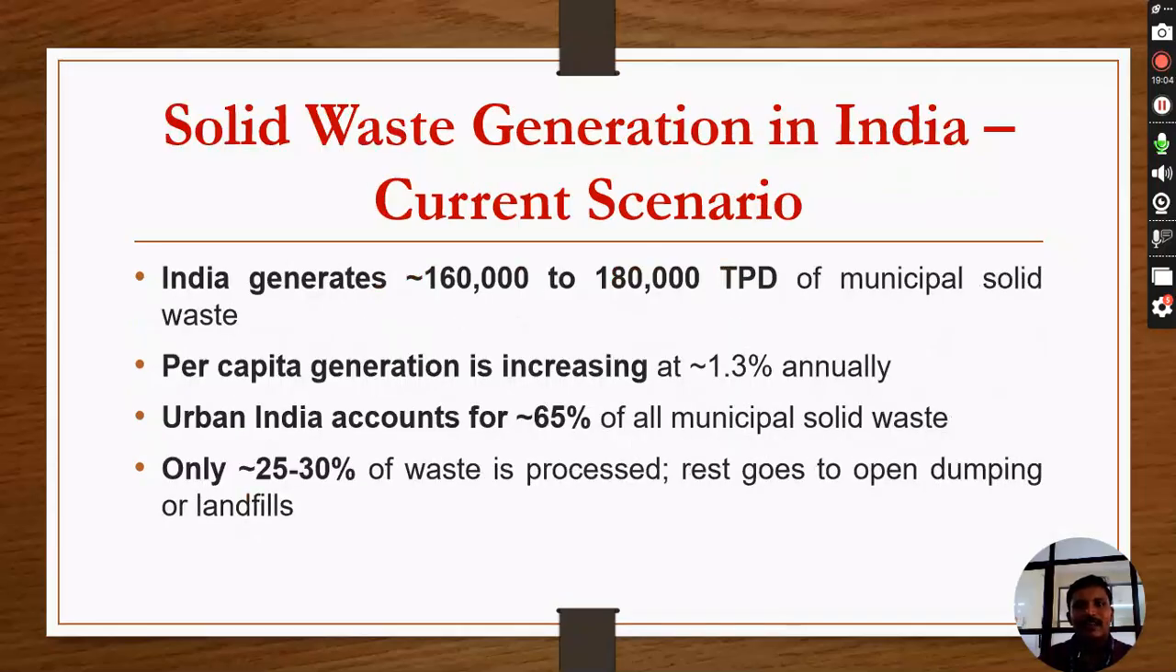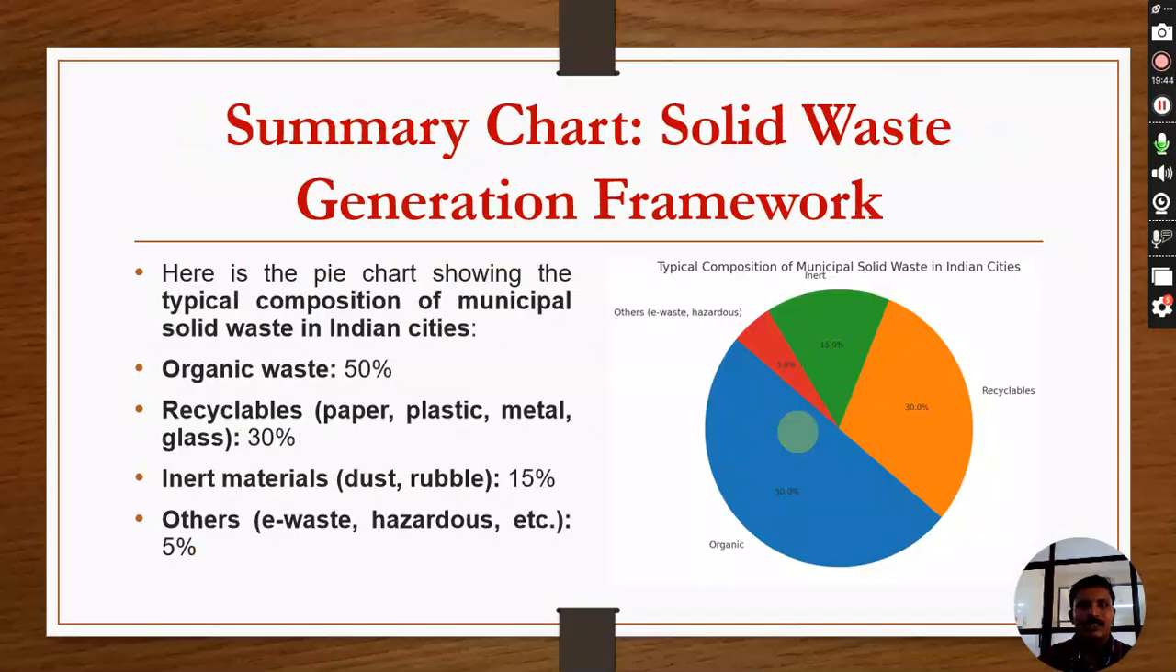Solid waste generation in India: generally it generates 1,60,000 to 1,80,000 tons per day of municipal solid waste. Of that waste, only 25 to 30% is recycled. The remaining is disposed of or decomposed, with methods like incineration, landfill, pyrolysis, combustion, etc. Per capita generation is increasing at 1.3% annually. Urban India accounts for 65% of all municipal solid waste.